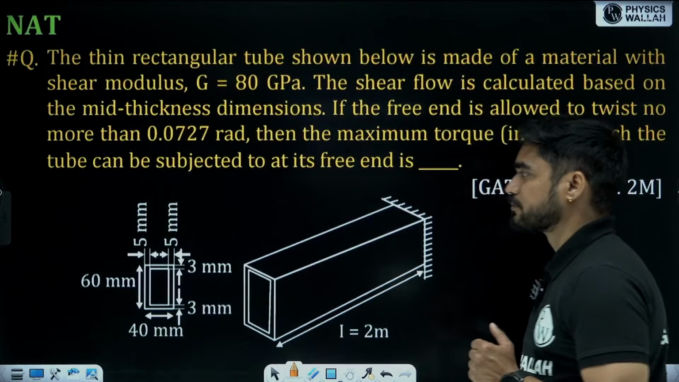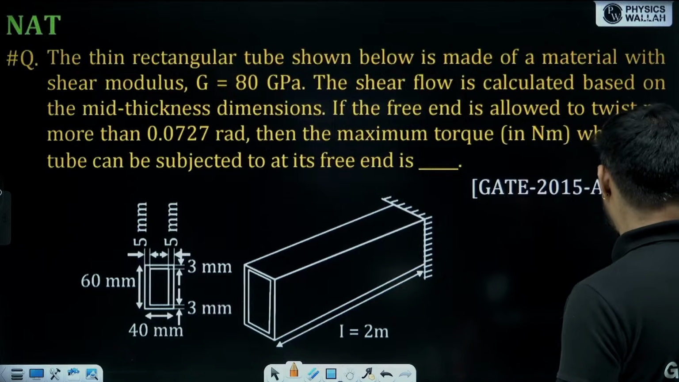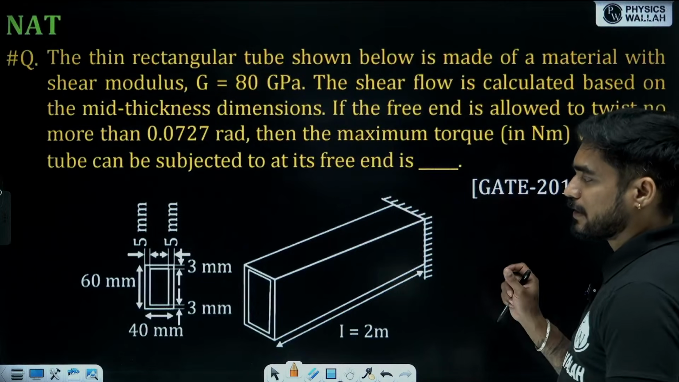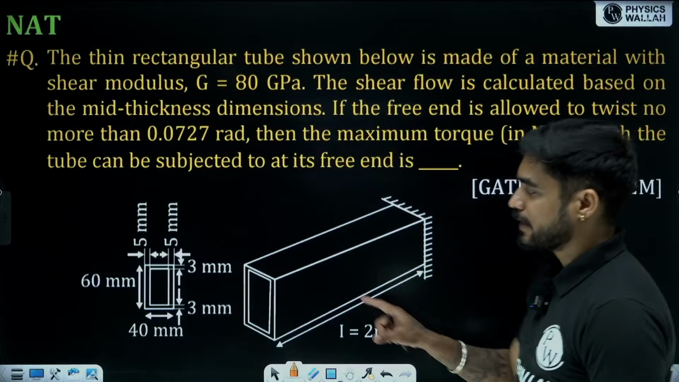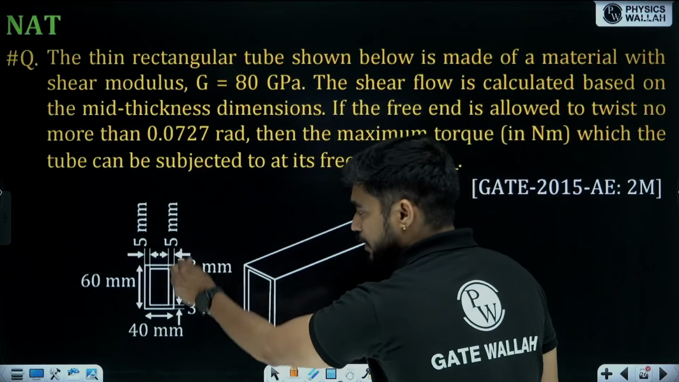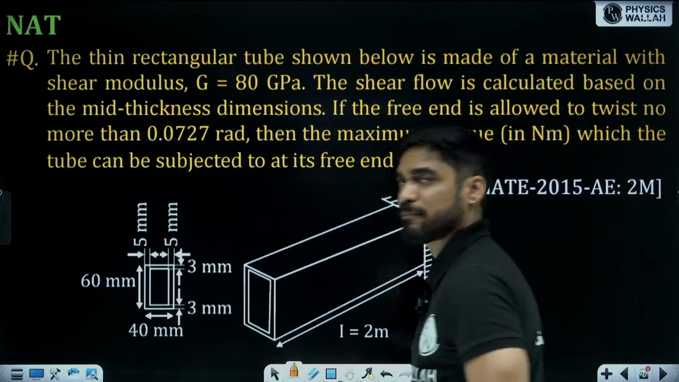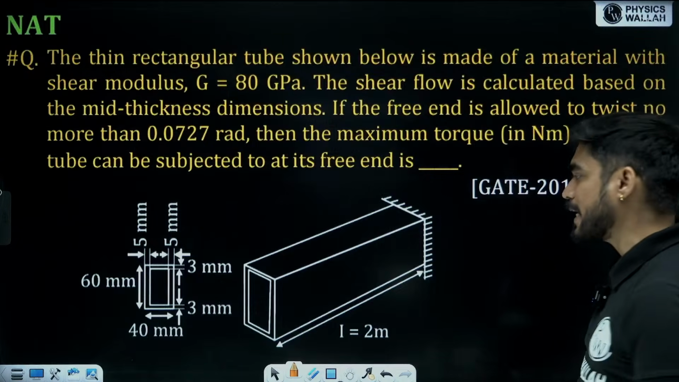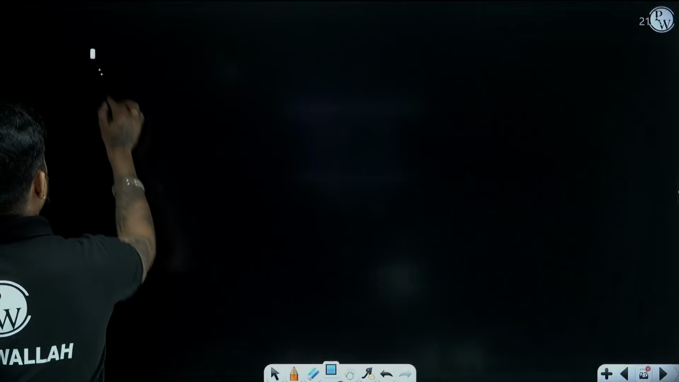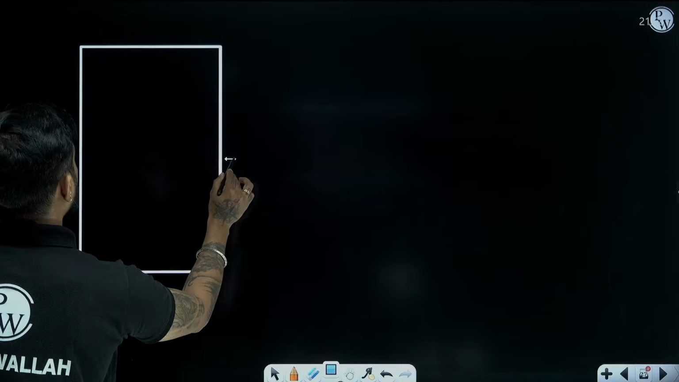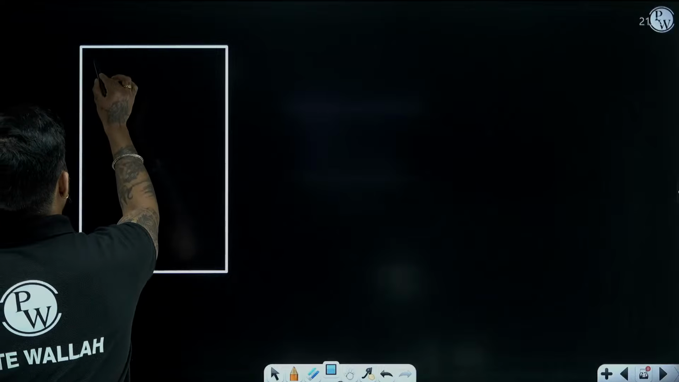So you will use the formula of theta. But first we need to calculate the area enclosed by the center line and the length of the center line. Here the thickness is not constant. For the vertical member, the thickness is 5 mm, and for the horizontal one, the thickness is 3 mm. So let's first calculate the area and the length of the center line. The section is 60 by 40. Horizontal members have thickness 3 mm, vertical ones have 5 mm.